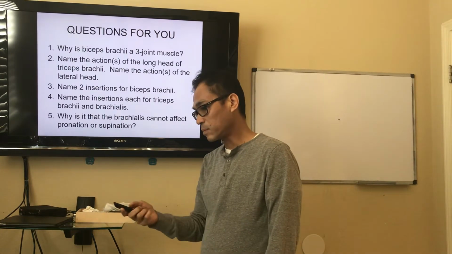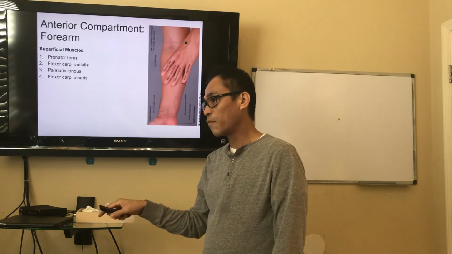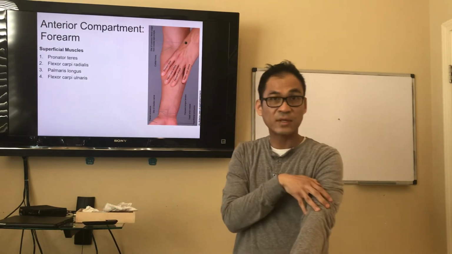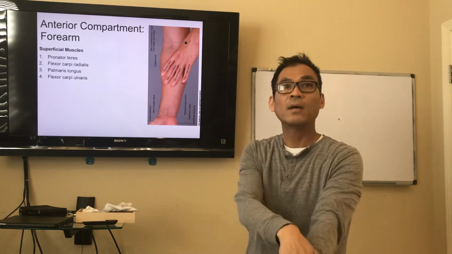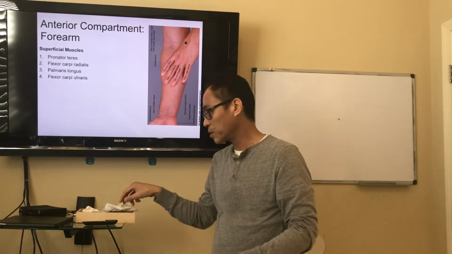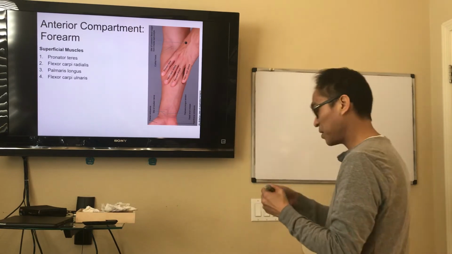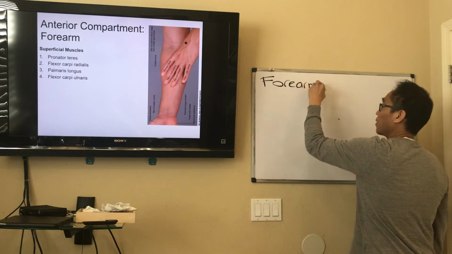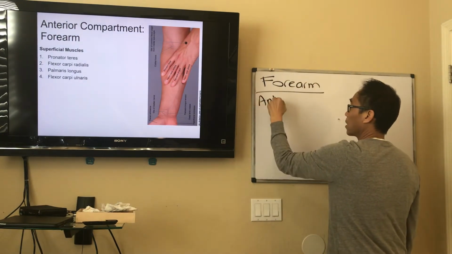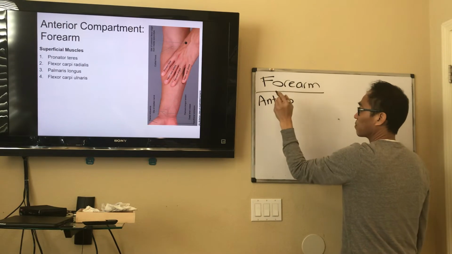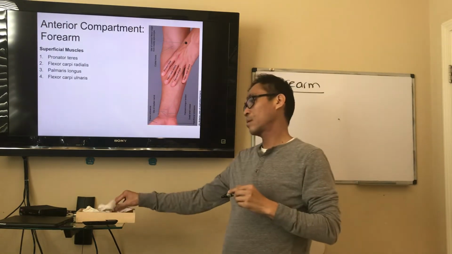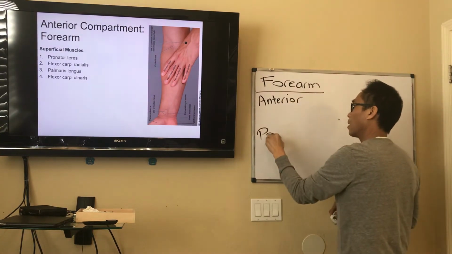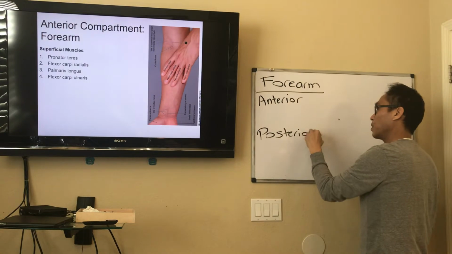Moving on. Forearm. The forearm has basically 2 compartments, the front and the back. So in anatomy we say anterior compartment, posterior compartment. And there are some general rules I should go over before we get into it. I'm going to start with the anterior compartment. Forearm in general, think of it as 2 compartments. Anterior, posterior.